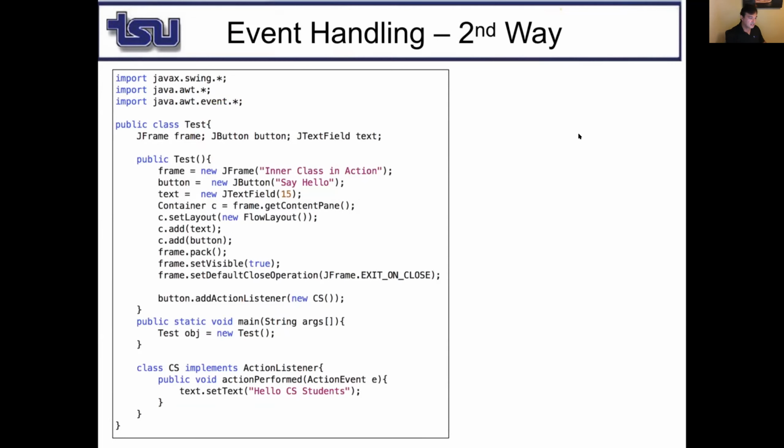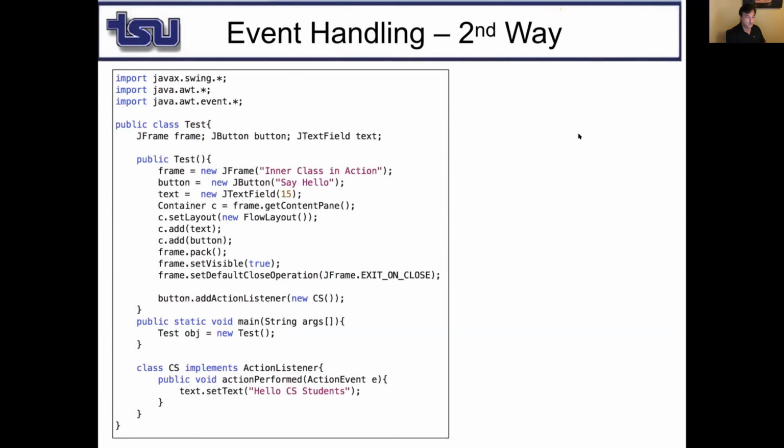So second way, okay. Now, everything is the same, but I don't implement action listener here. Everything is the same, and I will have my frame, but this time I defined an inner class. You see, this is the top class, but this is what? Inner class. So now I define an inner class that implements action listener. Class CS implements action listener. Since CS implements action listener, and action listener has an abstract method called action performed, I guarantee to implement action performed. And I do.